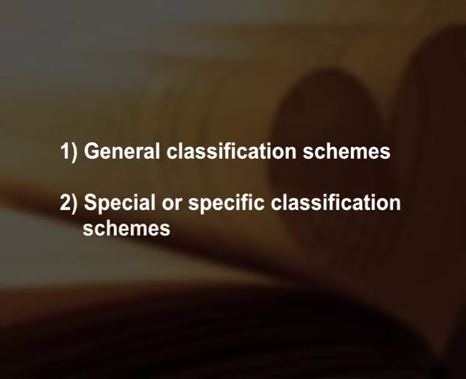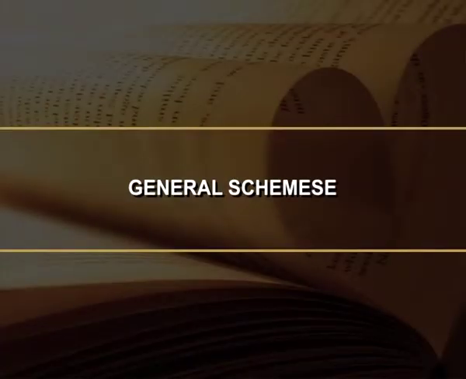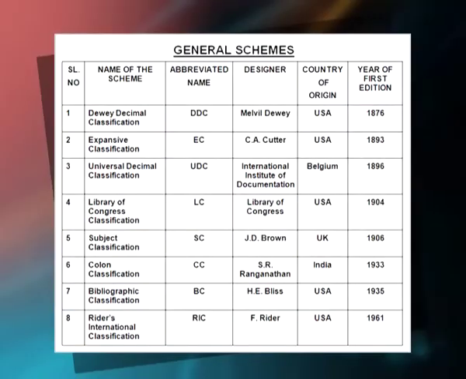Again, depending on how the schemes are used, classification schemes are often described as general classification schemes, special or specific classification schemes. General schemes. These are also called universal schemes. They aim to cover all subjects equally. Here is a list of important and widely used general schemes.